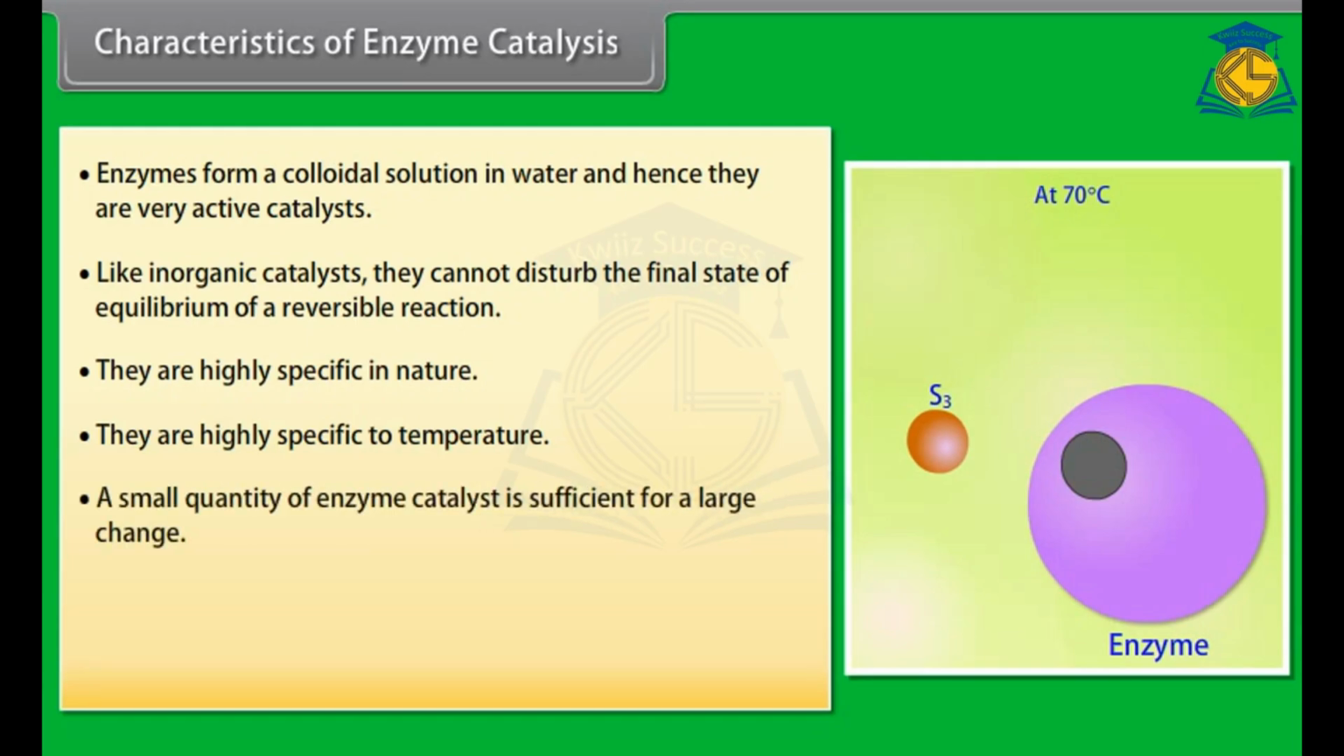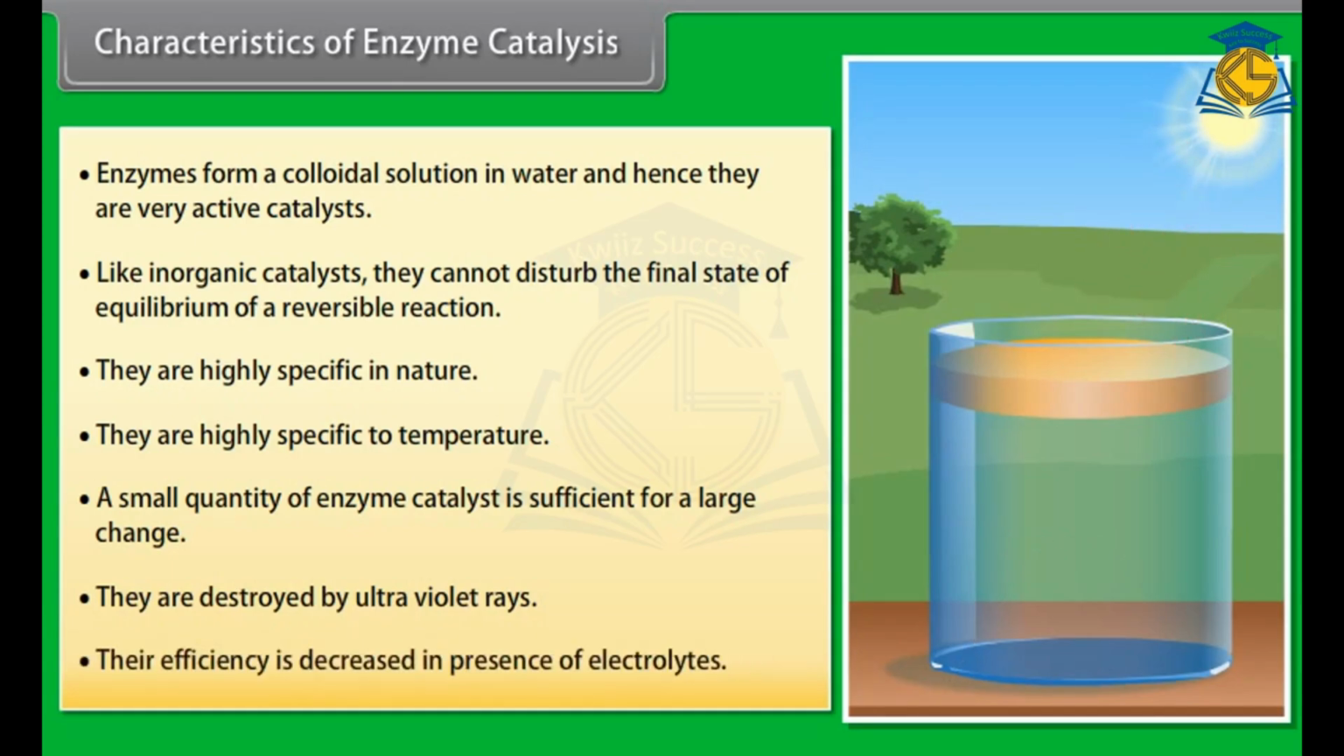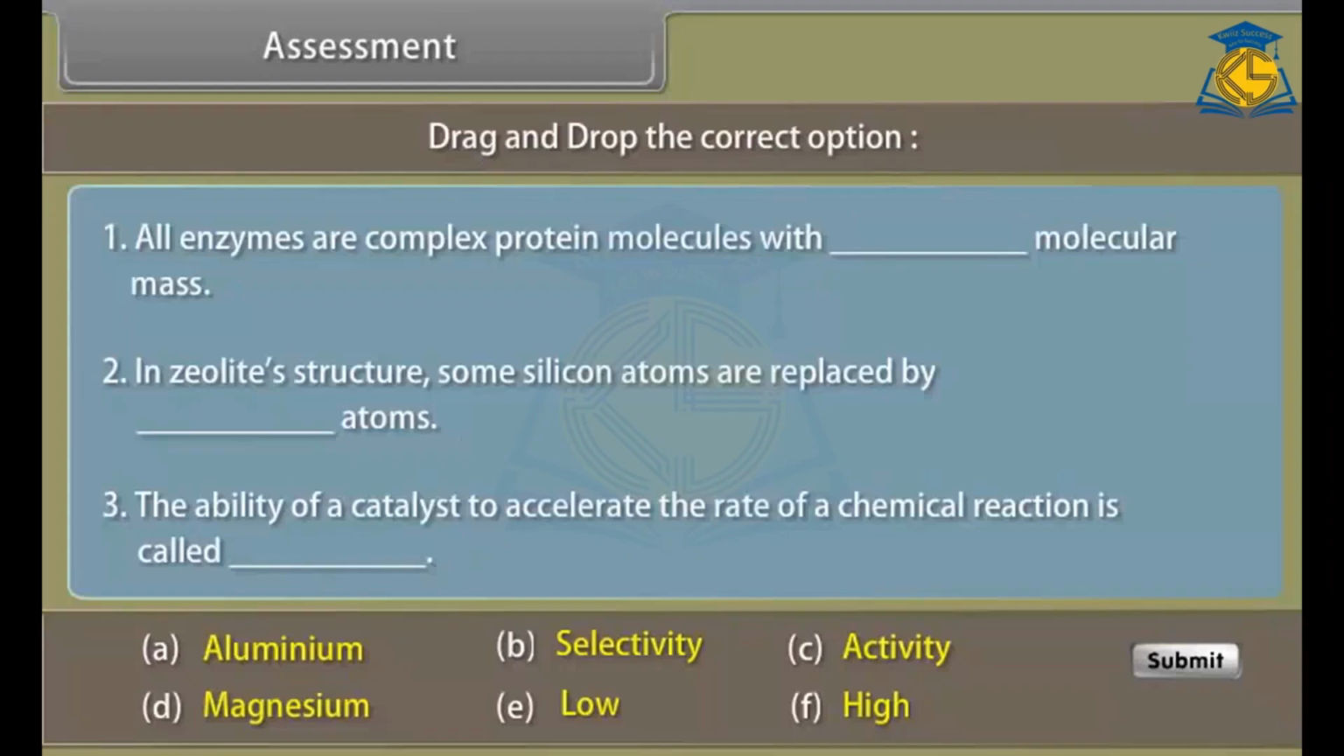A small quantity of enzyme catalyst is sufficient for a large change. They are destroyed by ultraviolet rays. Their efficiency is decreased in presence of electrolytes. Assessment. Before proceeding further, let us know how much you have learnt. Drag and drop the correct option.